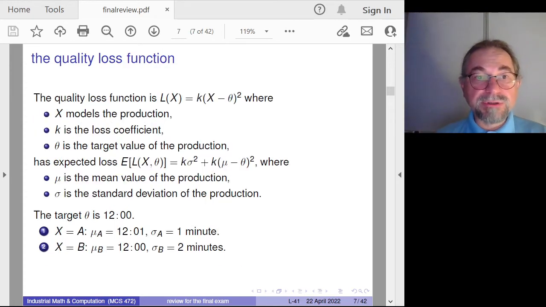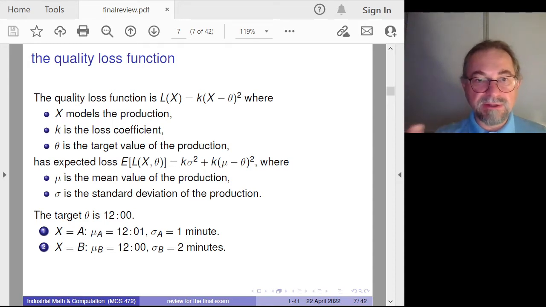Alright, so we worked with the quality loss function, which has three letters in it. So we have the capital X, which is a random variable modeling the production process. There is the loss coefficient K, and then there is the target value of the production. The target here is 12 o'clock noon. With this model, we have an expected loss.